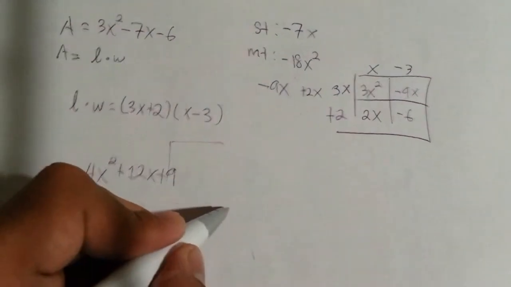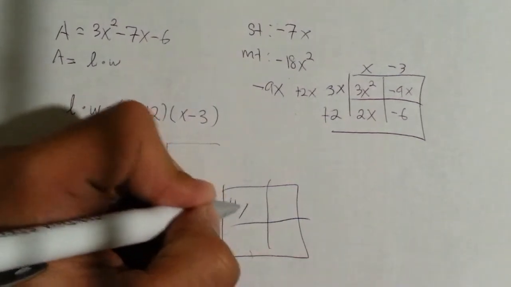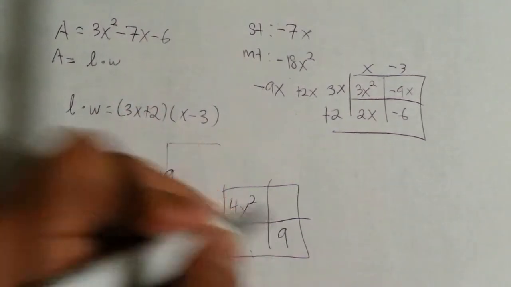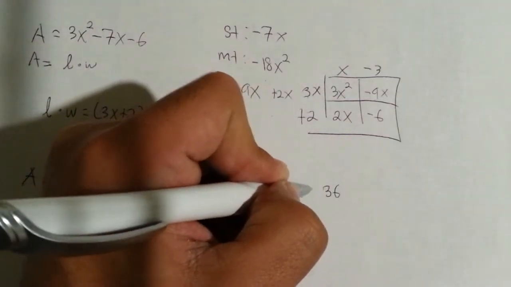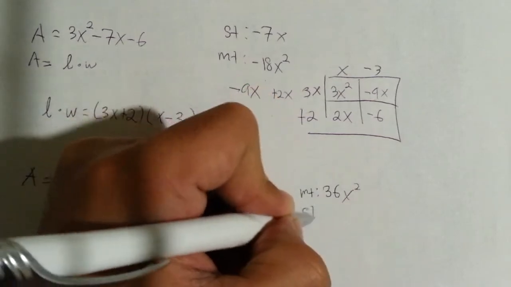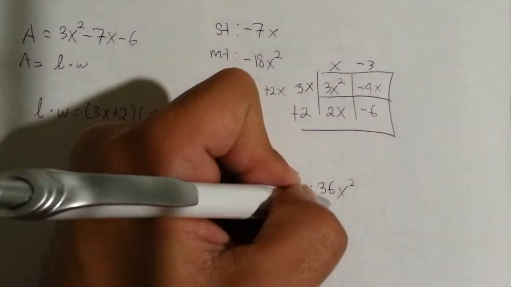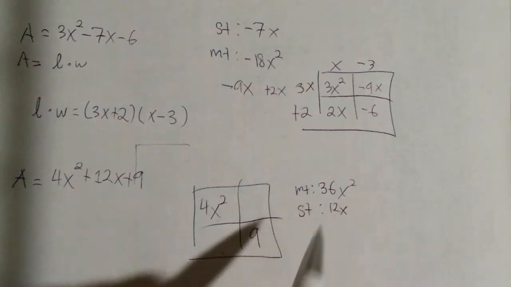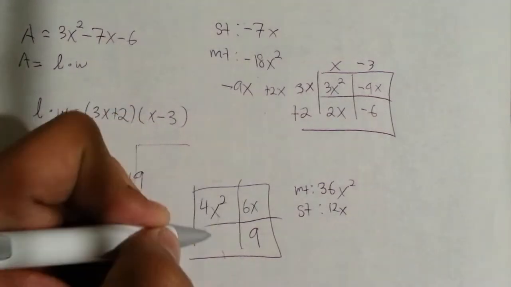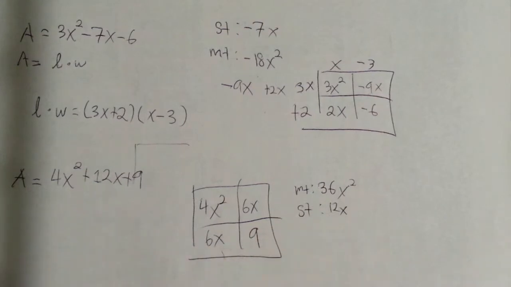So again, we'll fill in our box with what we know. We've got the 4x squared and the 9. Let's think, 9 times 4 is 36, so that's our MT, 36x squared, and then our ST would be 12x. So let's think of 36x squared, so 6 and 6. We've got the 6x and the 6x, because 6x times 6x gives us 36x squared and adds up to 12x.